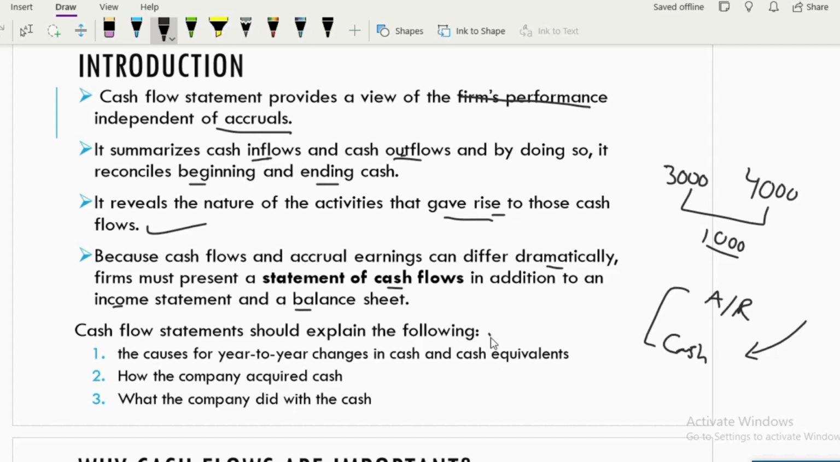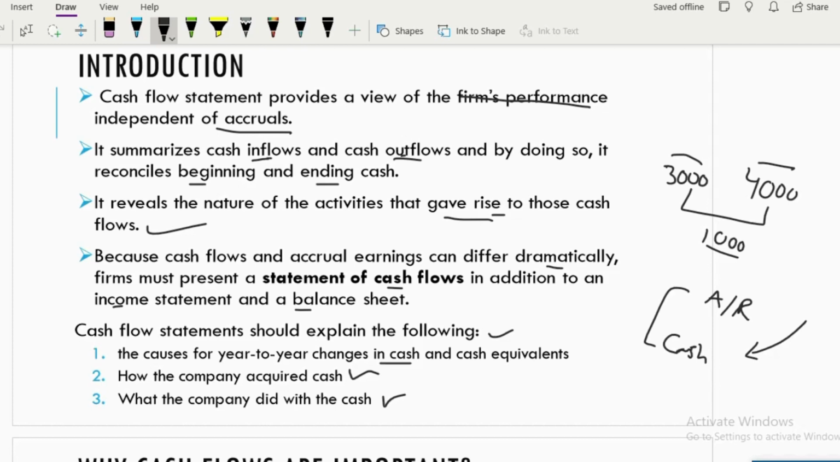So the cash flow statement basically explains the following things. It explains the causes for the year-to-year changes in cash. Like I said, last year it was 3,000, this year it is 4,000, so why did the cash change? And if the cash increases, those activities which bring cash to the company are also listed, and what the company did with this cash, where the cash was utilized, is mentioned in the cash flow statement.